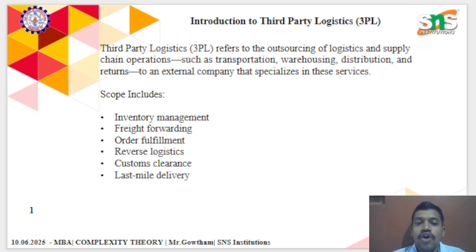Then order fulfillment, then reverse logistics, customs clearance, that would be government forms, and last mile delivery. The supplier or manufacturer should ensure that the product or service reaches the customers or not, whether they get it or not. This is the main process in reverse logistics.